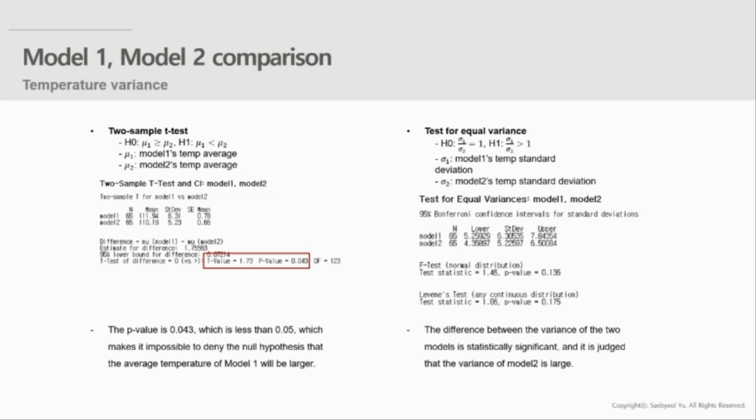As a result of analyzing the two methods in the analysis of variance, the null hypothesis cannot be said to be correct because the p-values are 0.136 and 0.175 respectively. In the end, it can be said that the variance of Model 1 is larger, and if the variance is large, the temperature distribution is not constant, so Model 2 can be said to be a better model.